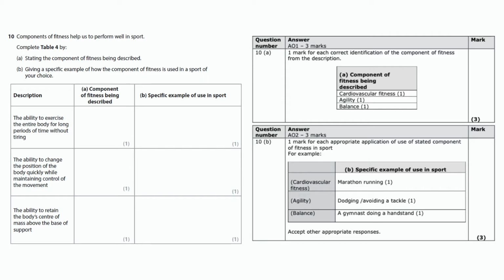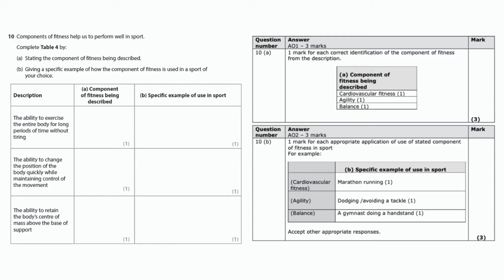The ability to change the position of the body quickly while maintaining control of the movement. So that is agility. Specific example of use in sport. If it was me, I'd be looking to give the best example possible, and I would say that is a sidestep in rugby. If you gave another example, changing direction during a rally in tennis, then that would be okay. But what you couldn't have done is just named a sport. If you just said rugby or tennis, then that's not going to be good enough to get your mark. So you've got to be specific.